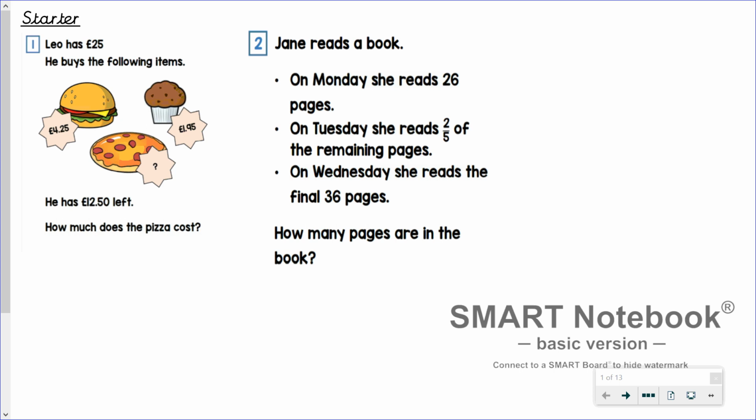Good morning, everybody. It's Wednesday, the 24th of February, and we're on your third maths lesson of the week. We're still continuing with our statistics unit, and we're talking about the mean again today and how we use it to solve problems. So as usual, we've got your starter here with your two questions.